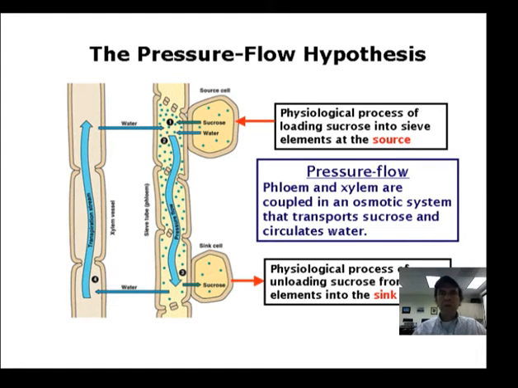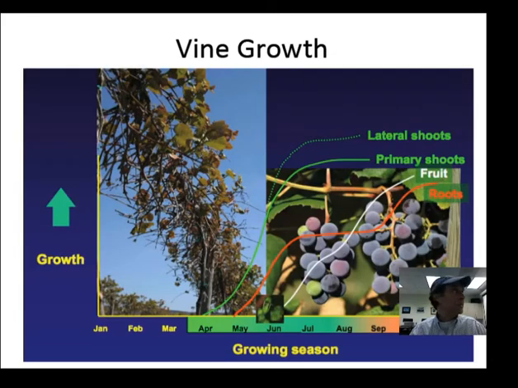For the transport of sugars, we have different hypotheses. The common and accepted one is the pressure flow hypothesis. Once sugars are produced in the leaves, they are translocated to the phloem, the transport tissue, and they act as osmoticum, creating pressure. And with this pressure, the sugars are moved throughout the vine. And that's how growth is produced.